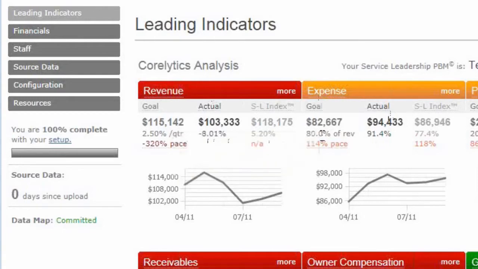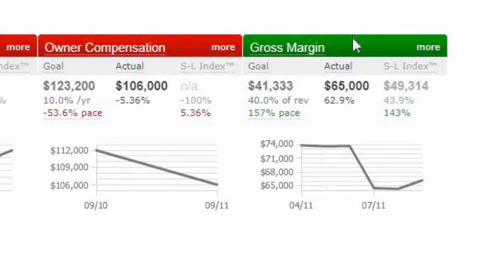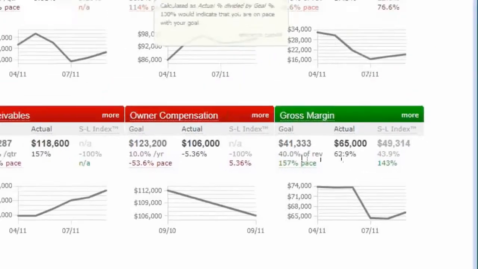Since we didn't meet our goal, again, we're using the percent of revenue goal here, and had we met that goal, it would be 82,000. We're actually at 94, which is less than 20% off goal, so you get the orange-yellow color. Gross margin, we had a 40% of revenue goal. We actually had 62%, and so we've met the goal for this one.